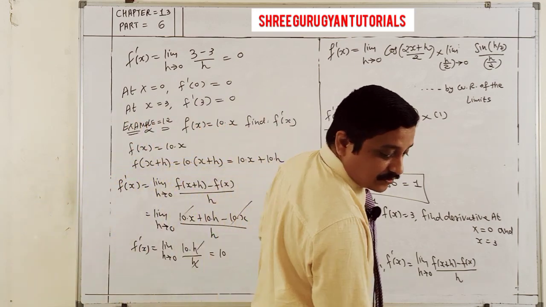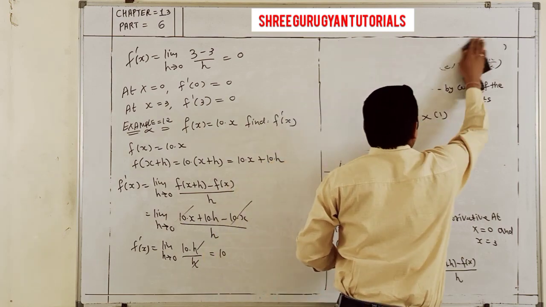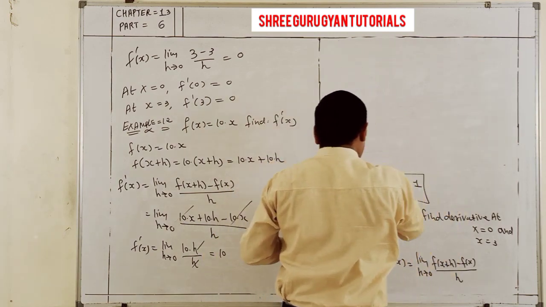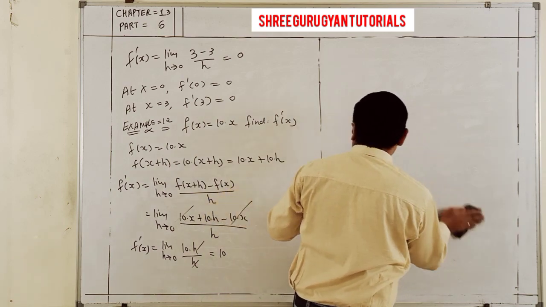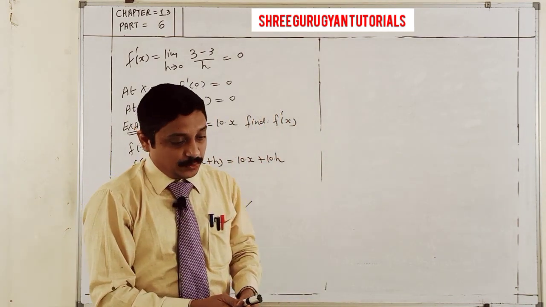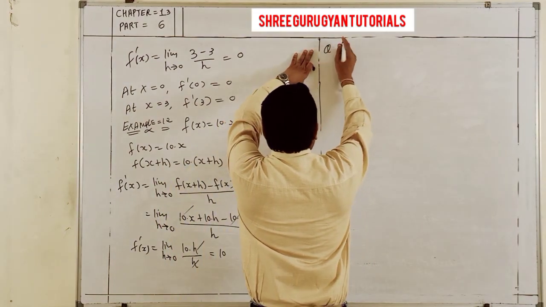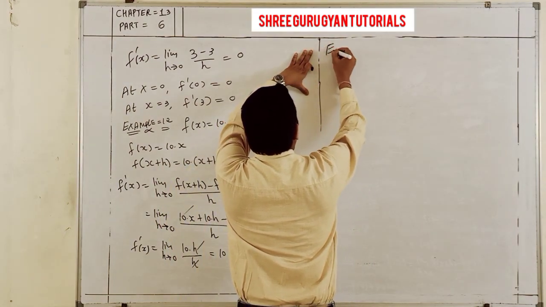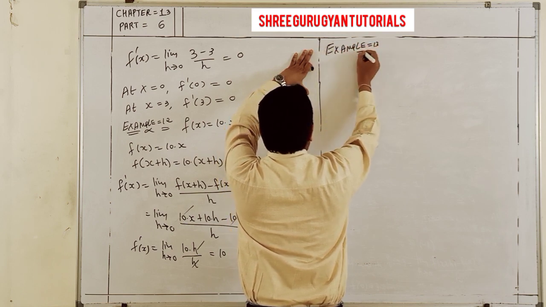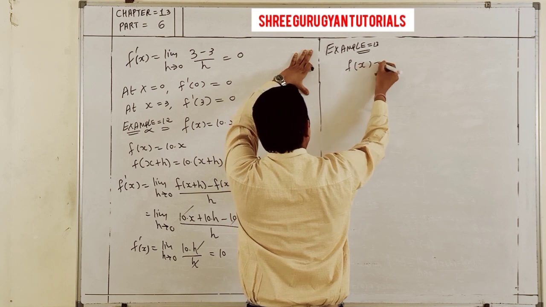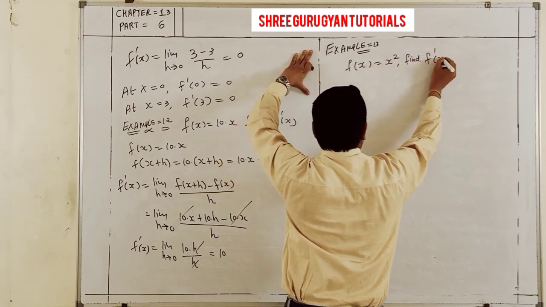Now continue with example number 13. Very easy numerical and very simple way we are going. Now 13 is x square. Example 13: f(x) is given as x square. Find its derivative f dash x.